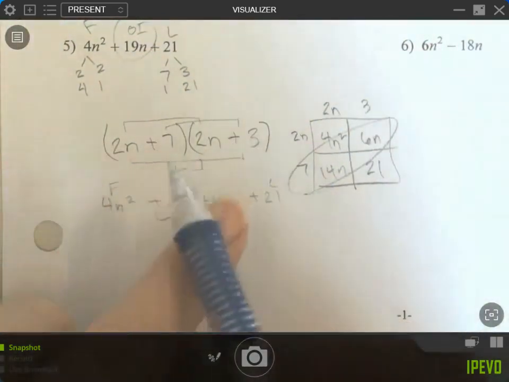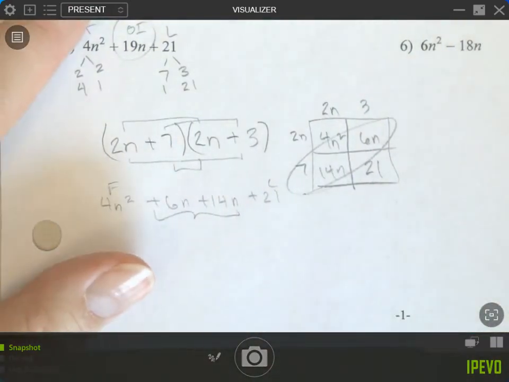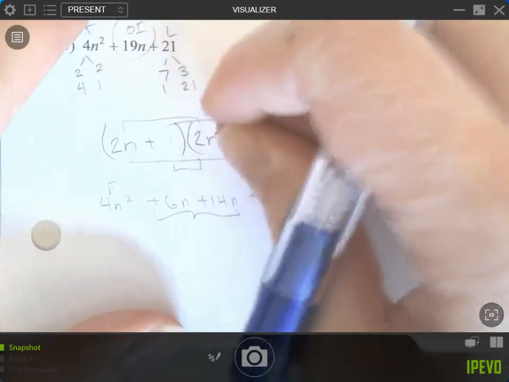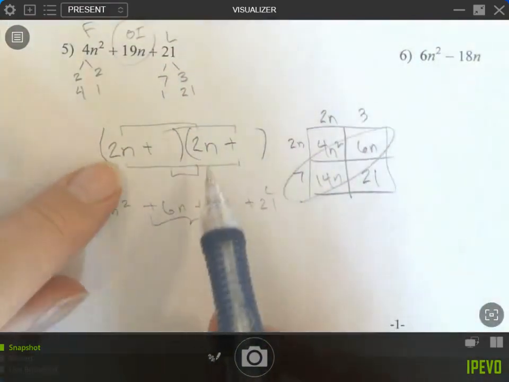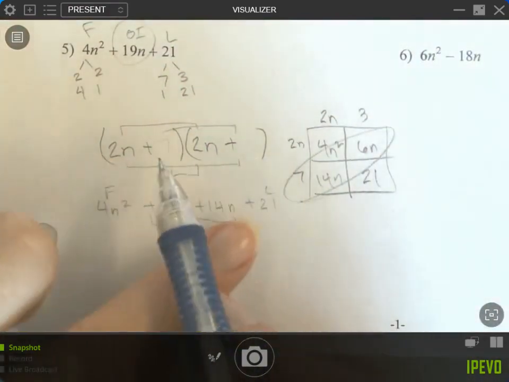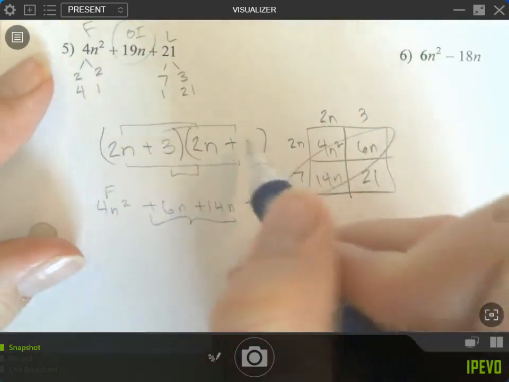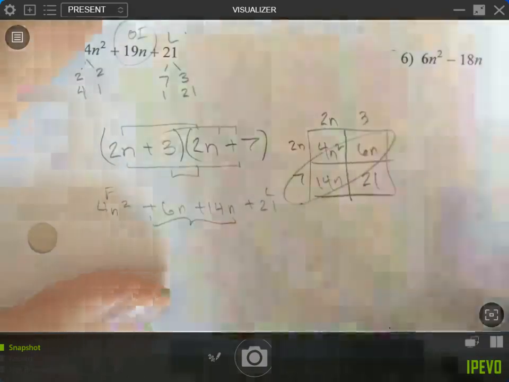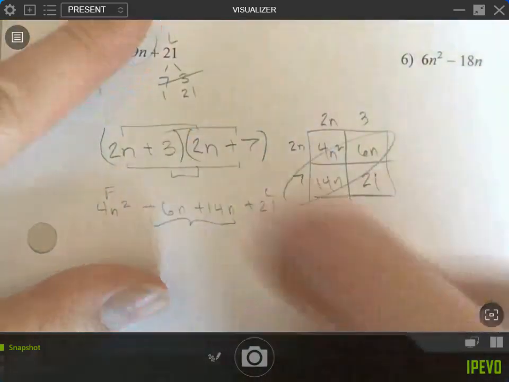Now, normally I would flip these numbers. Why do I not have to flip the 7 and the 3? These are double digits. So if I flip the 7 and the 3, does that change anything? No, I still have a 14. I still have a 6. So I'm going to throw out the 7 and 3 and try the 1 and 21.